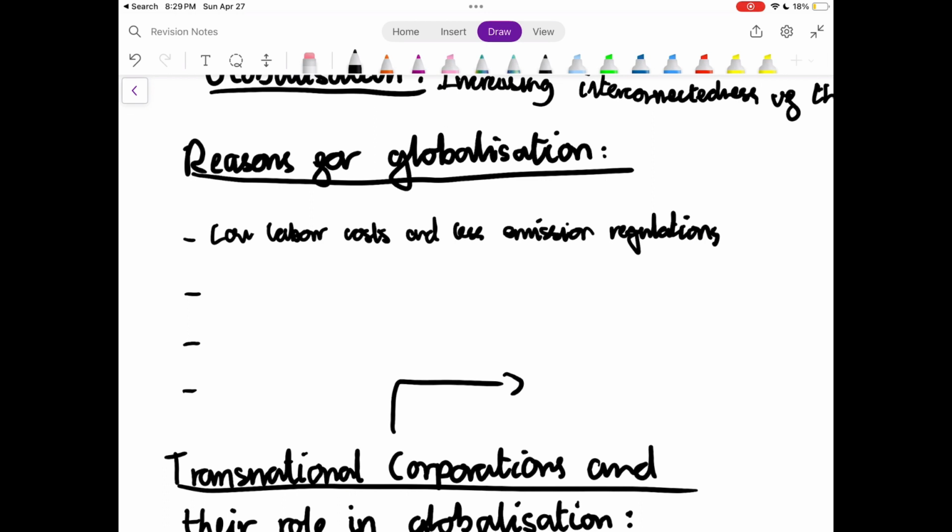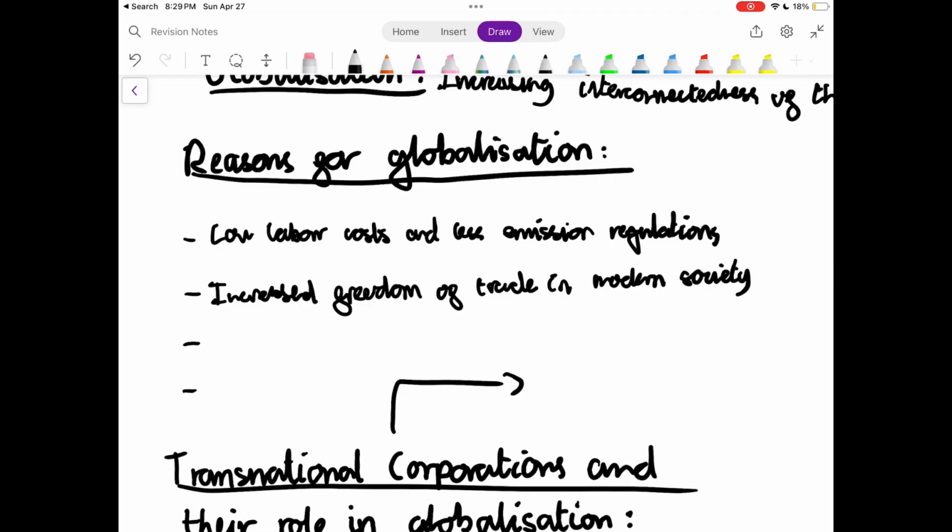The next reason is there is increased freedom of trade in modern society. And this is because the freedom of trade increased as a result of countries beginning to open up their borders post World War II, and therefore there was more international trade, and therefore it can lead to globalization as companies might invest in other countries.